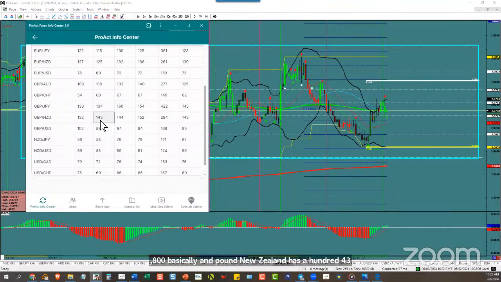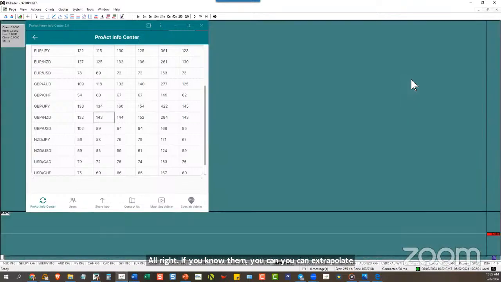What's the fib sequence number? 144. Gee, I wonder why they're doing 144. Notice the 144 there. This is what they do day in and day out, folks. Know your Fibonacci sequence numbers. All right. If you know them, you can extrapolate the information. All right. If you don't know them, you're gambling.